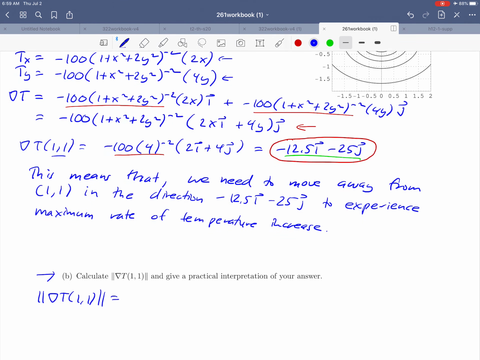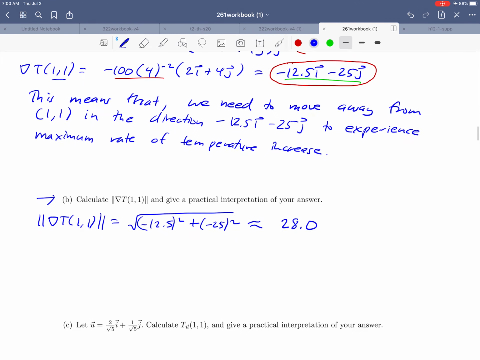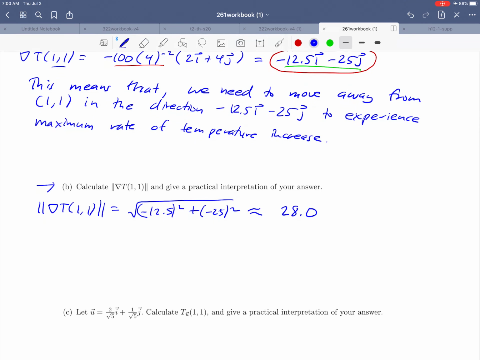Okay, and you can punch that into your calculator and confirm that we get about 28.0 if we round it off to 1 decimal place. And what does that number mean? That's part of our answer. Well, the magnitude of the gradient, remember, gives us the magnitude of maximum temperature increase. So it's telling us how fast the temperature is changing if we choose to move in the direction of the gradient. Let's see if we can put that into words.